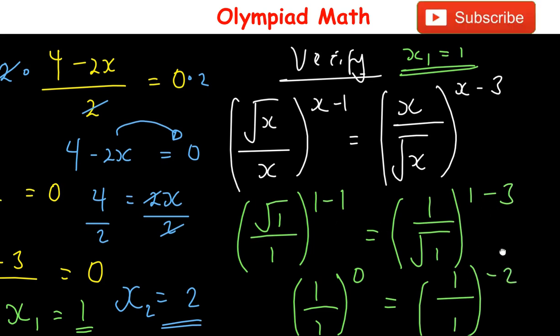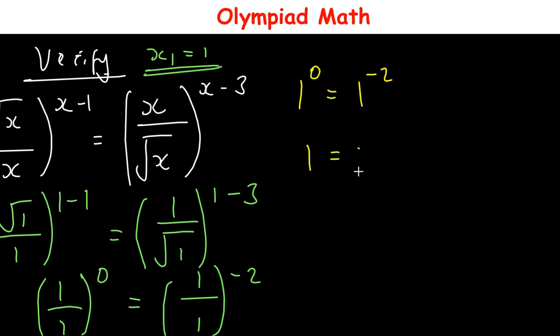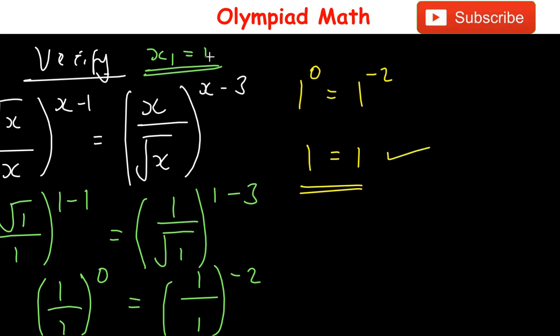And with this, we have 1 over 1 is equal to 1 raised to power 0 is equal to 1 over 1 is 1 raised to power minus 2. 1 raised to power 0 is 1, which equals 1 raised to power minus 2, which is 1. Now, since the right hand side equals the left hand side, this means that the first value of x as 1 is the correct solution for the given question.